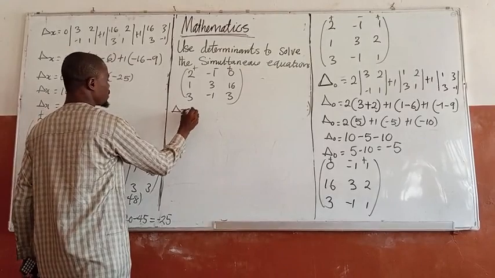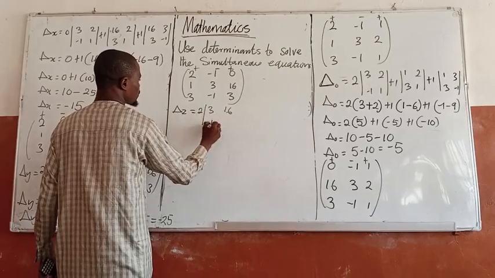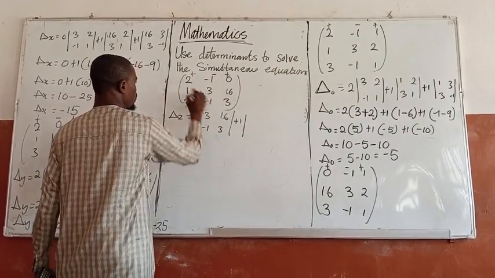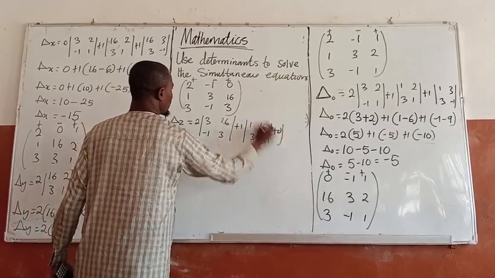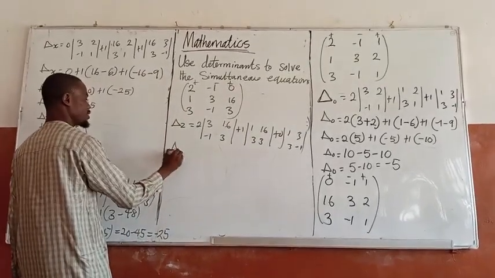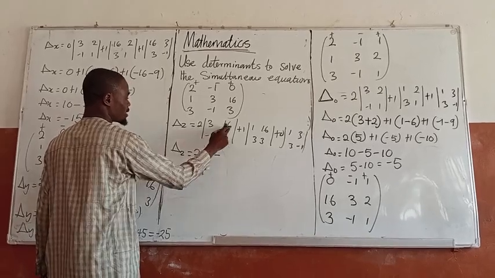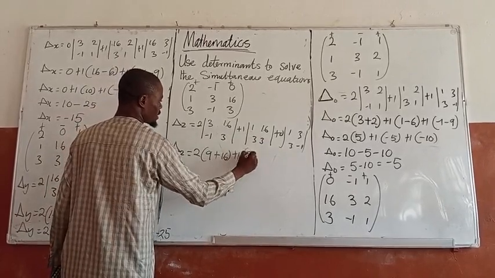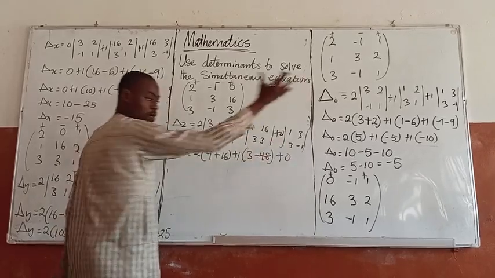Delta z is equal to 2. Cancel the row and column. We have 3, 16, minus 1, 3. Then minus times minus is plus 1. Cancel the column and row. We have 1, 16, 3, 3. Then plus 0. Cancel the row and column. We have 1, 3, 3, minus 1. So we have delta z is equal to 2 open bracket 3 times 3 is 9, minus 1 times minus 16 is plus 16, plus 1 open bracket 3 times 1 is 3, minus 3 times 16 is 48. All this one is now 0. Anything multiplied by 0 is 0.